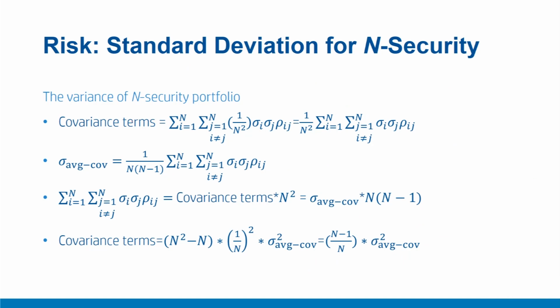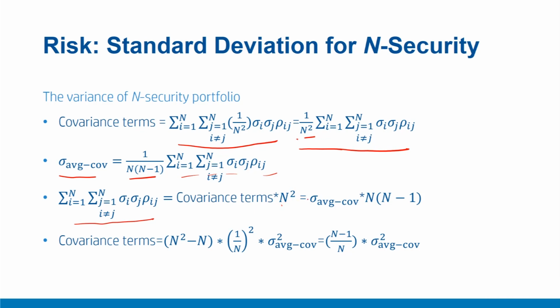Now let us rearrange these covariance terms a little bit. We already defined that summation of all these covariance terms is this, which further simplified to this. And we defined something called average covariance like this, which is 1 upon n into n minus 1 times the summation of all these covariance terms. Now let us rearrange them a little bit. So here I can take the n square from this expression to this side. So my summation of all these terms is equal to covariance terms into n square.